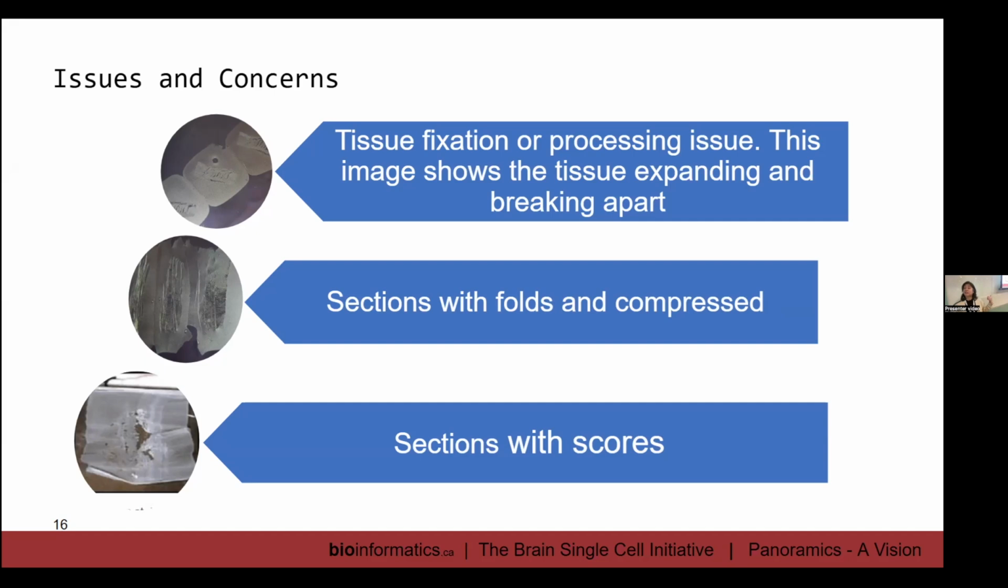Decalcifying a block needs to be done during fixation. So basically, you'll fix it first and then you'll decal the block. And usually for decal, they use EDTA. I do not recommend at all formic acid or HCl. Any of those, don't use it because it will ruin your RNA. So you need to use something gentler for breaking up that calcium.